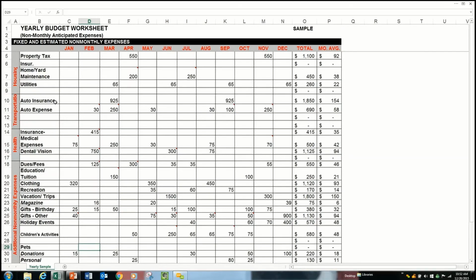Same for your auto insurance, your auto expenses, when you expect to have your lube job, oil changes, a scheduled maintenance at the 30,000 or the 60,000, and don't forget your boats, your RVs, your motorcycles, different kinds of vehicles. Are there annual storage fees? Are there other kinds of expenses that you're going to have? This is a way to plug these expenses in because they are periodical.